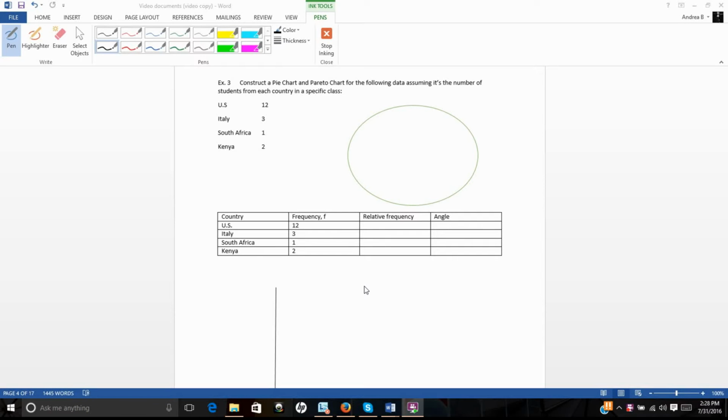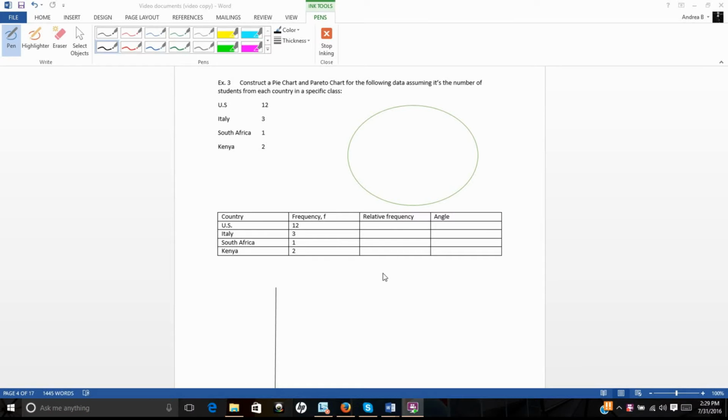The second part of our section 2.2 here, going over pie chart and Pareto chart, using the data that we have here for the number of students from each country in a specific class. So first of all, to set up our pie chart, I've got this table set up down below that we can use in general whenever we're going through and setting these up.